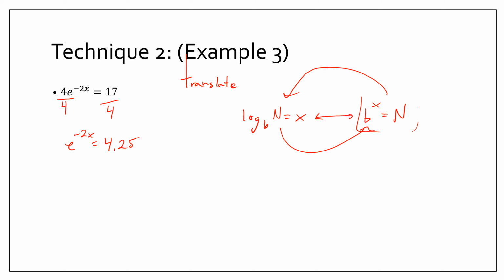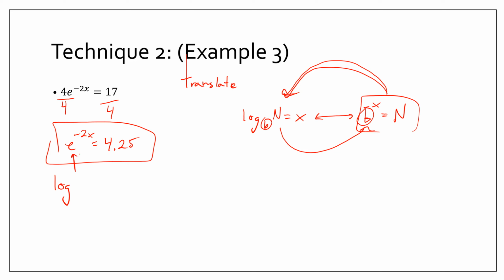Anyway, I have this situation, right? This is the situation I have. So I need to translate it back to a logarithm. Well, let's look. The base becomes the base of my logarithm. So log base e. This number on the other side of the equation becomes the number inside my logarithm. So 4.25. And then the x, the exponent, becomes the thing on the other side of the equation.